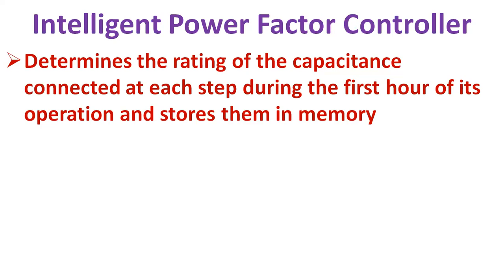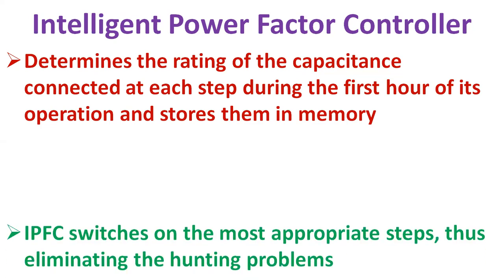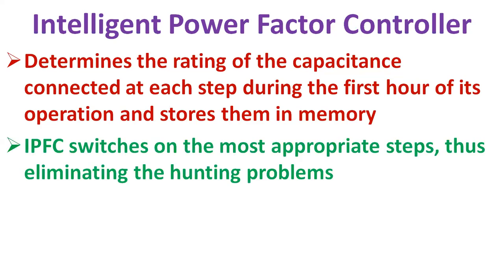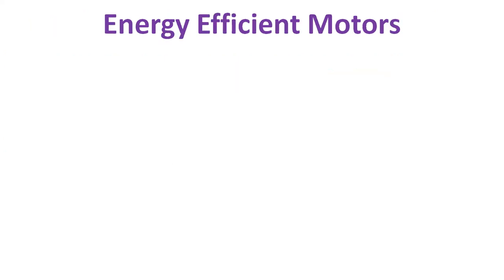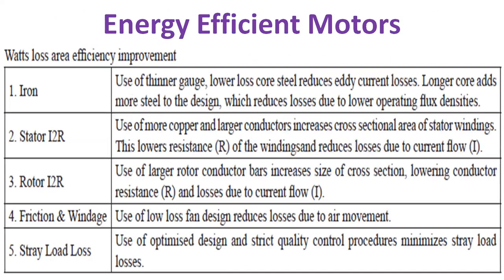This controller determines the rating of the capacitance connected at each step during the first hour of its operation and stores them in memory. Based on this measurement, the IPFC switches on the most appropriate steps, thus eliminating the hunting problems normally associated with capacitor switching. Then we have energy efficient motors.